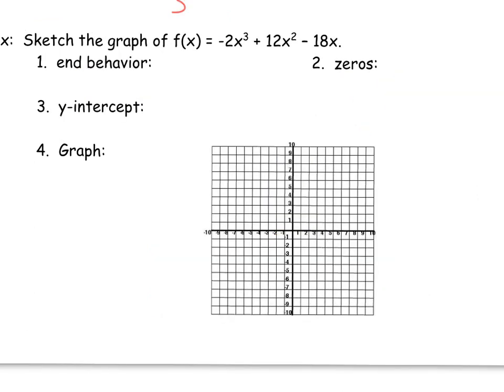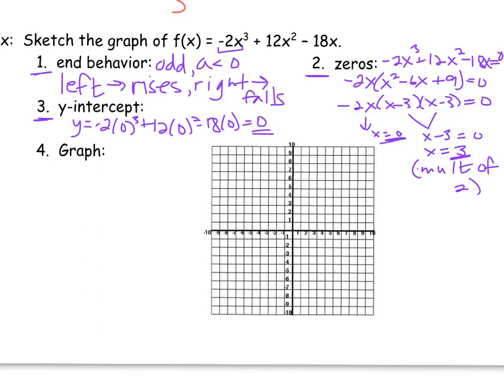All right, I'm going to let you try this one. Sketch the graph of f of x equals -2x to the third plus 12x squared minus 18x. I'd like you to try steps 1 and 2 on your own. Well, and 3. You can get the y-intercept too. This one's pretty easy like before. See if you can determine end behavior, zeros, and the y-intercept. And then we'll talk about sketching the graph together. All right, let's see how you did.